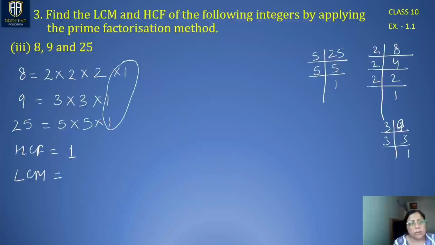And next we have to take the LCM. For LCM, since there is nothing in common, we have to take the product of all the three numbers, like 8 multiplied by 9 multiplied by 25. So 25 times 8 is 200. 200 into 9 is 1800. Right? So this was the LCM of these three numbers.